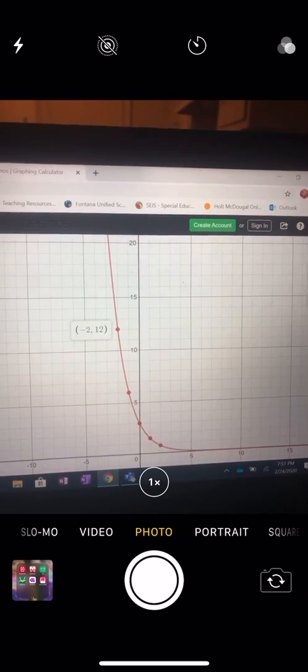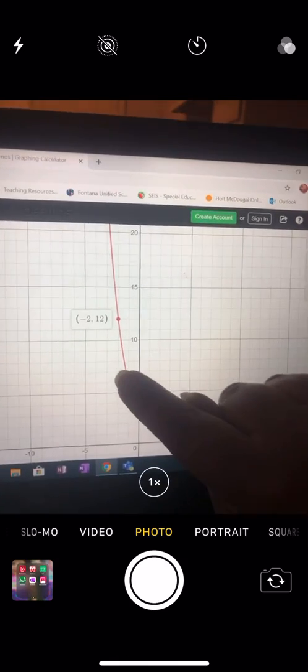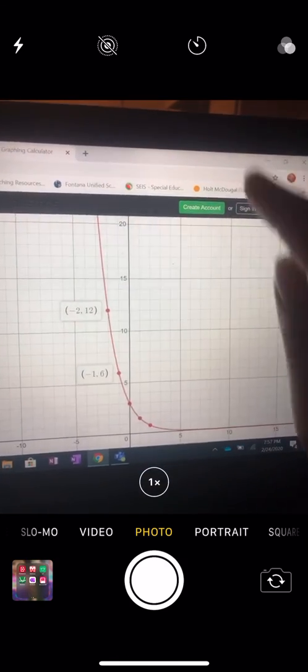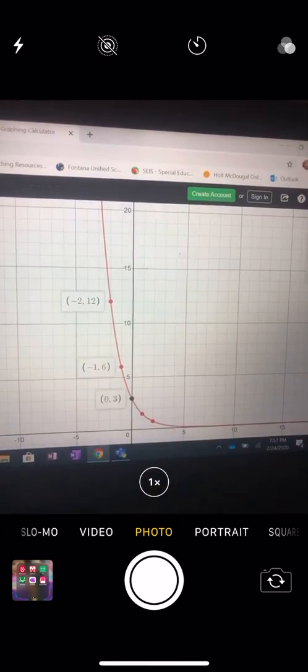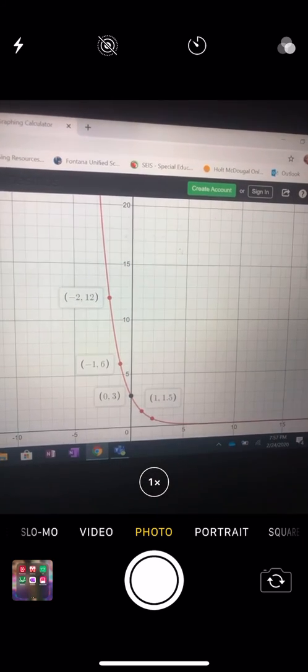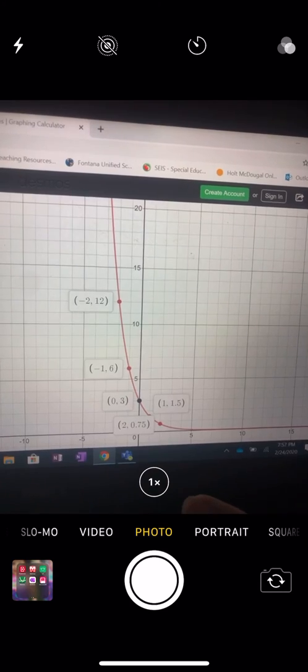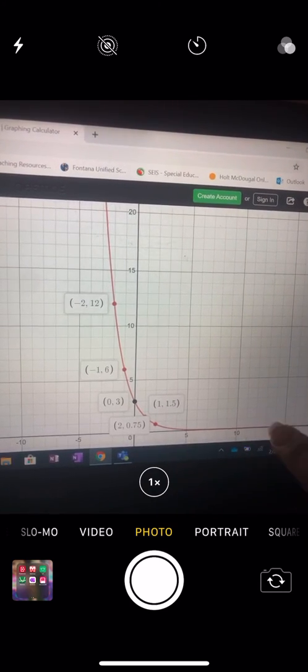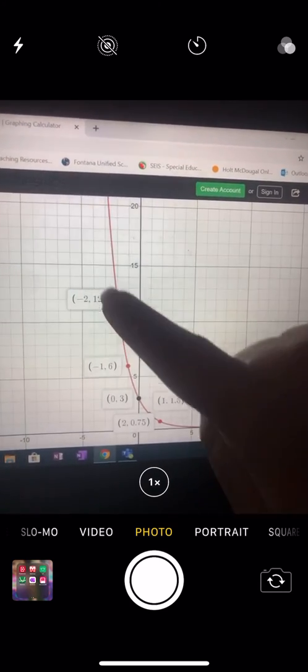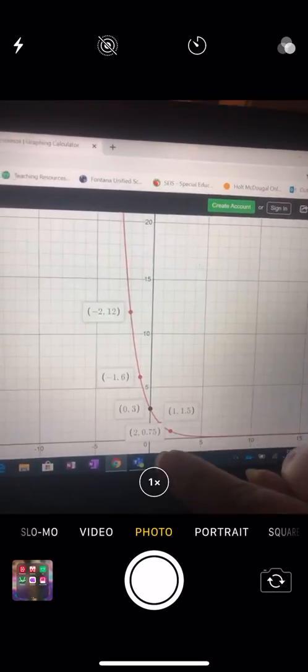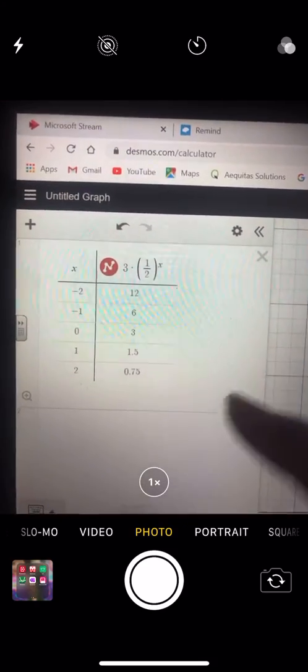So I would start from -2, 12. I would graph -1, 6. I would graph 0, 3, 1 and 1.5, 2 and 0.75, and then I really can't graph that. So basically that's what I want in my table, and if I look over here, that's what I have.